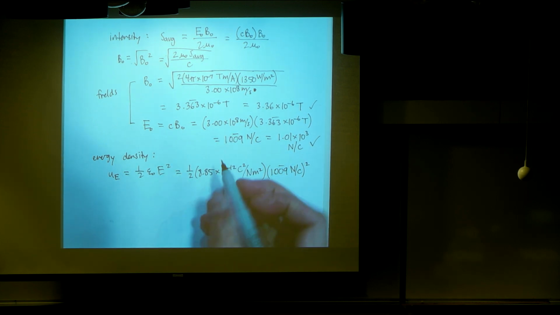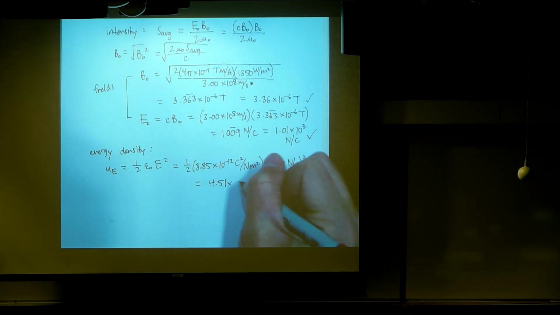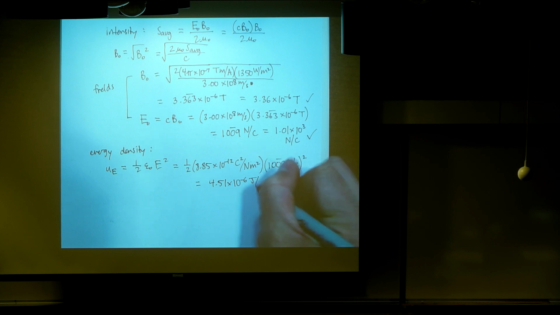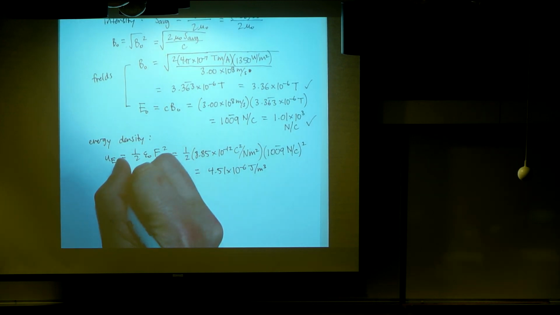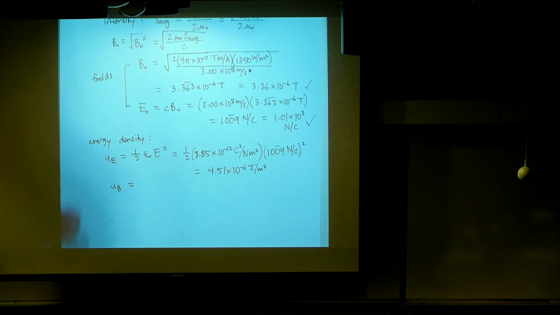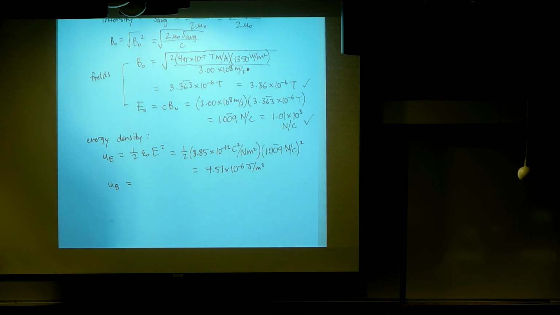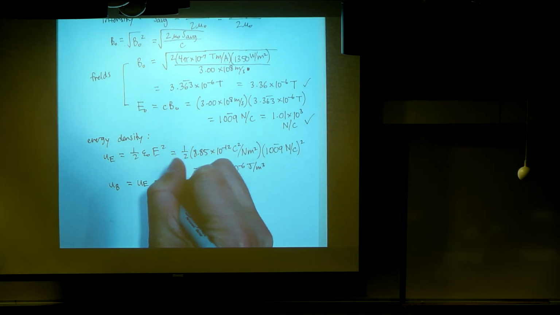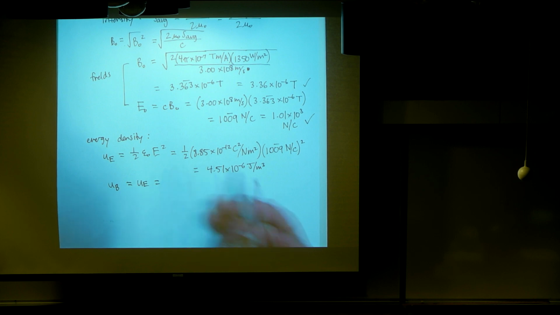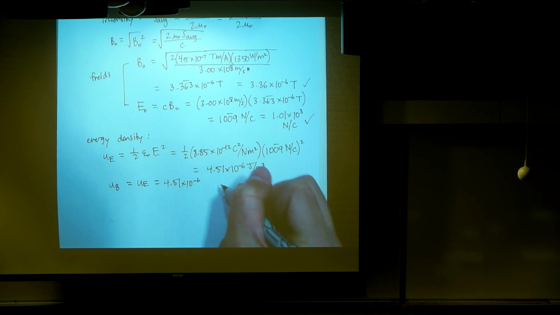All right, you can work this out. It's actually a relatively small energy density. It's only 4.51 × 10⁻⁶ joules per cubic meter. Okay? So I can answer the other question, what is the magnetic energy density, without doing any kind of calculation. What is that going to be? Yeah, because we know that for an EM wave, electrical and magnetic energy densities are equal to each other. So I don't need to do the calculation again, it's just the same thing. Okay?